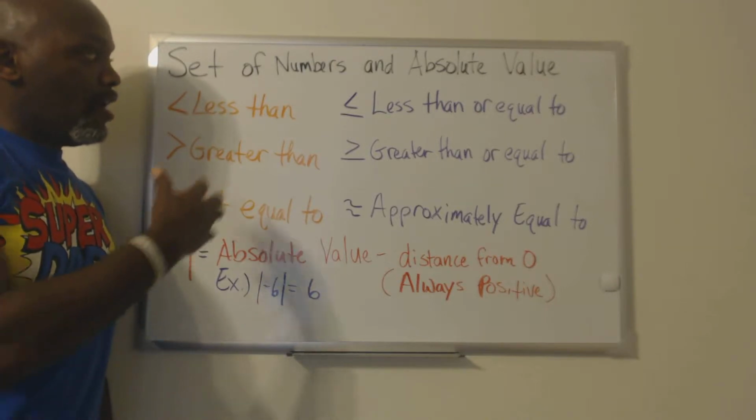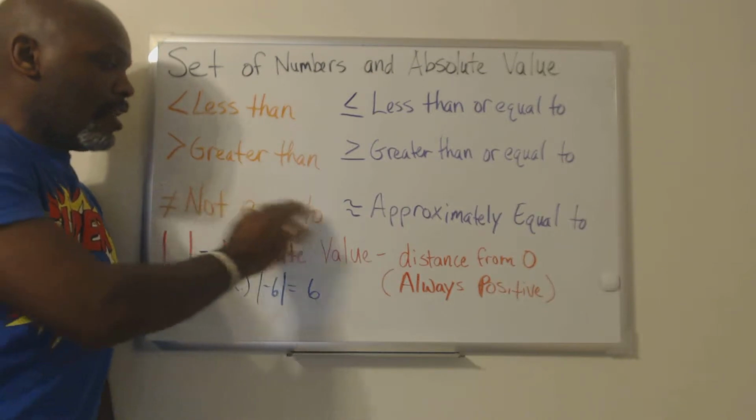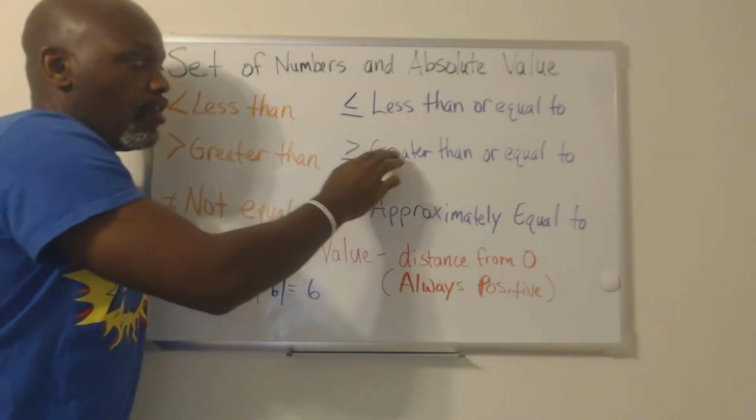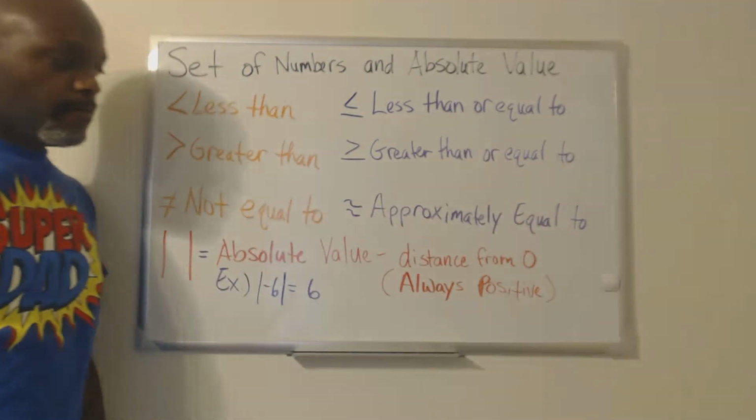These are our inequality signs, okay? We have our less than, greater than, not equal to signs, and then we have the less than or equal to sign. We have the greater than or equal to sign and the approximately equal to sign.